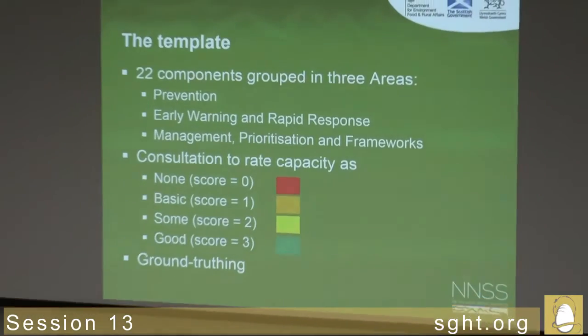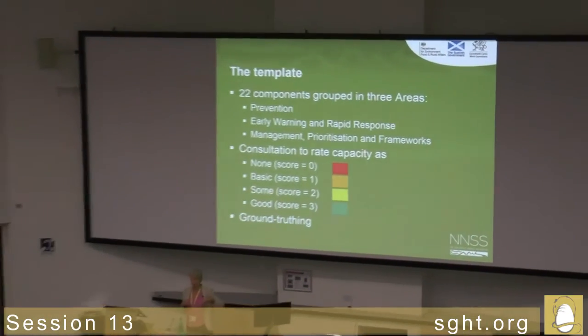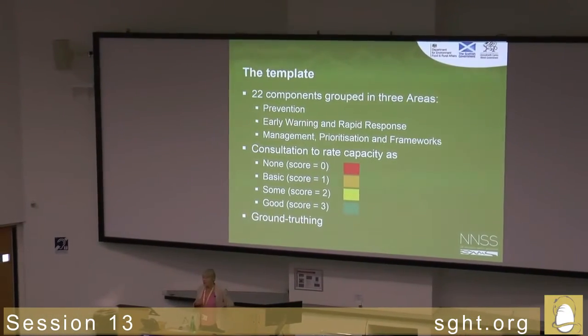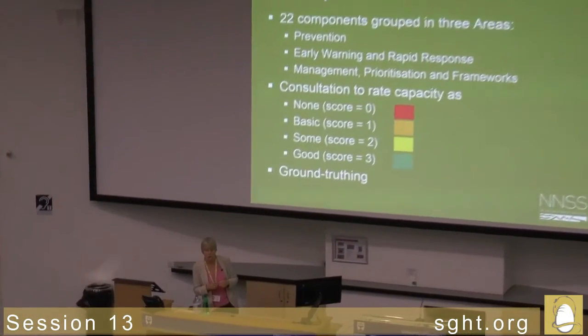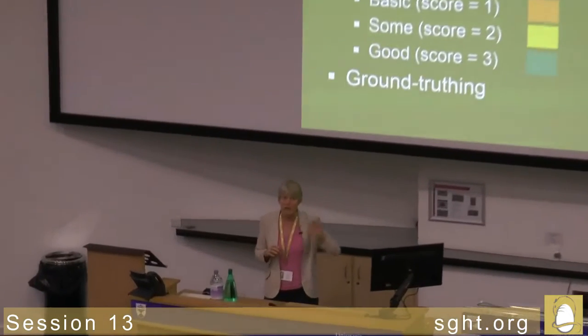So what did we do? We identified 22 components, and if you were able to tick good for every single one of those 22 components, you would have very strong biosecurity. These were divided into three areas: one for prevention, one for early warning and rapid response, and one for management, prioritization, and frameworks. We consulted each overseas territory and asked them to rate their capacity and justify that rating. We have four levels of scoring. None is scored at zero, it's a red for danger, there is none.